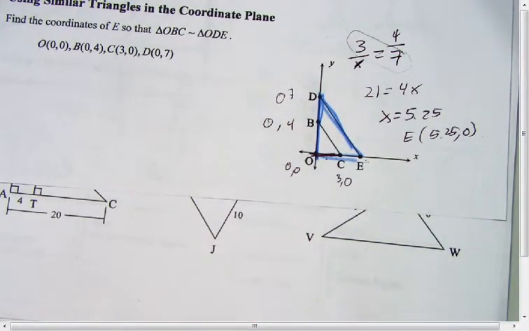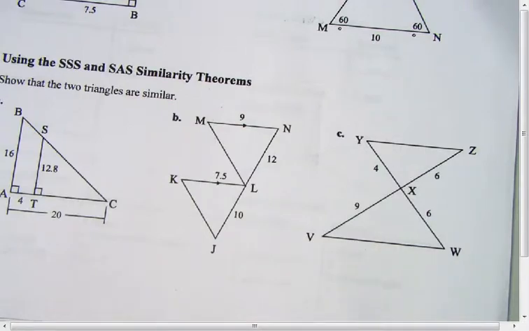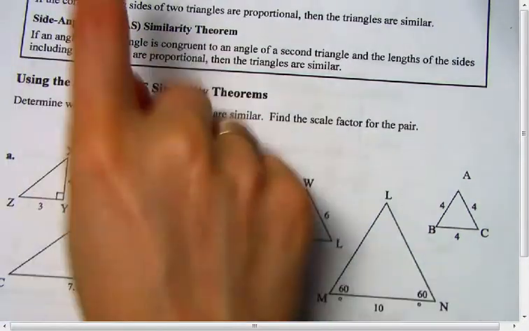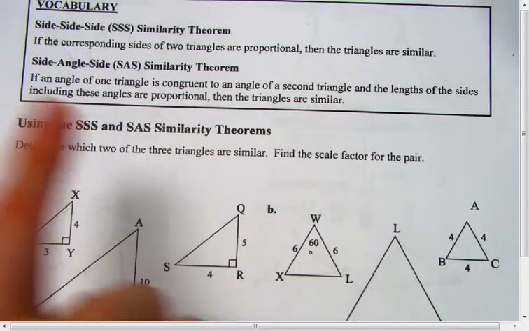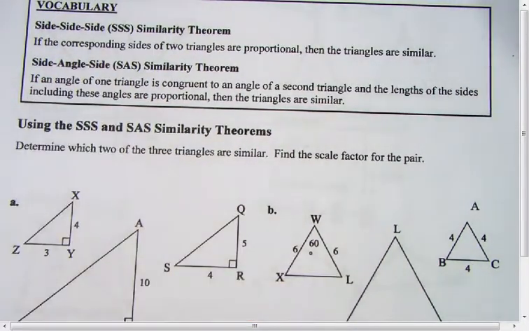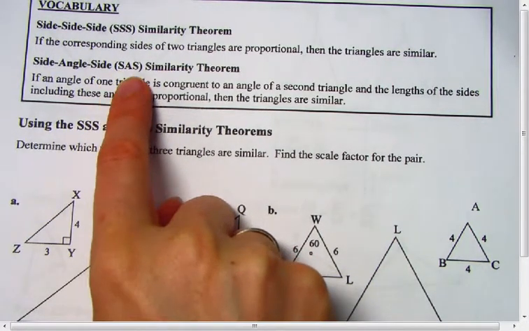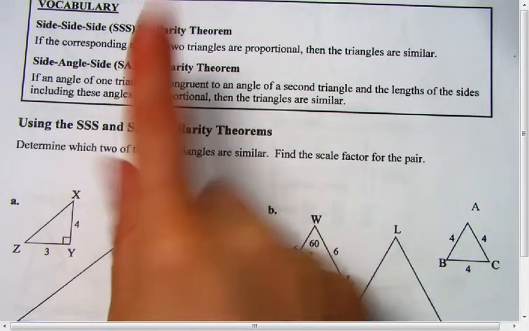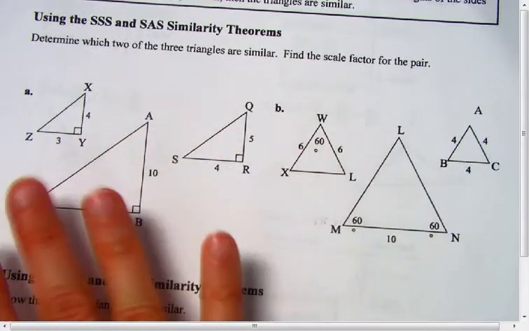All right, let's look at our next paper. Because you should have 2 notes and then 1 homework that we'll have tonight. This one is side, side, side similarity and side, angle, side similarity. So side, side, side is its corresponding sides are proportional. Side, angle, side is you have a side that's proportional, an angle that's congruent, and a side that's proportional.